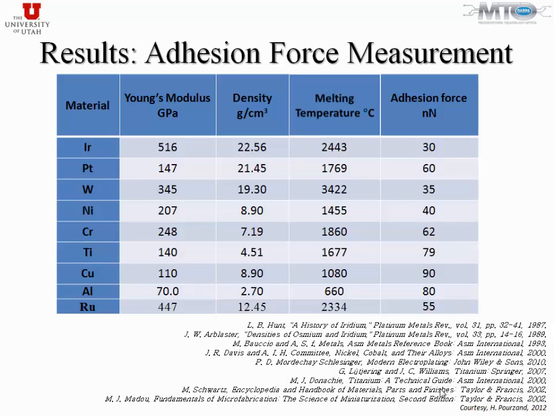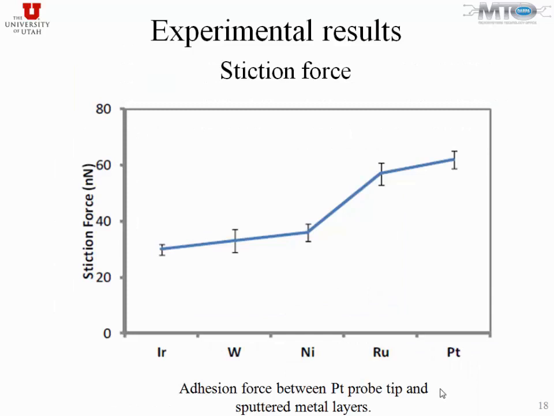Ruthenium is something that is used in contacts for a long time. It is corrosion resistant, and you can see that its Young's modulus is pretty large, and its adhesion force at the surface is 55. So we have looked at that a little bit more carefully. But if you look at these typical metals that we use, you can see how the stiction force changes in them.